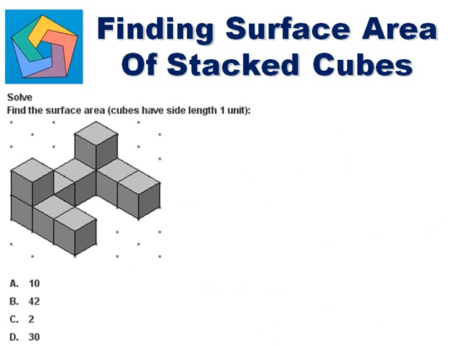Next problem. Solve. Find the surface area. Cubes have side length 1 unit. Now let's divide this figure into a single cuboid having side length 3, another single cuboid having side length 3, a cuboid having side length 2, and 2 single cubes.